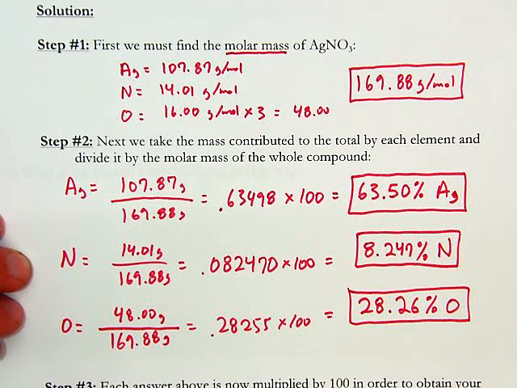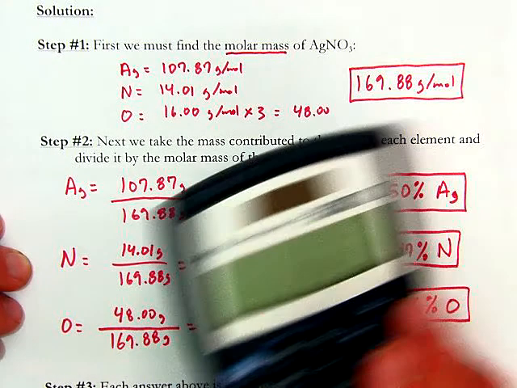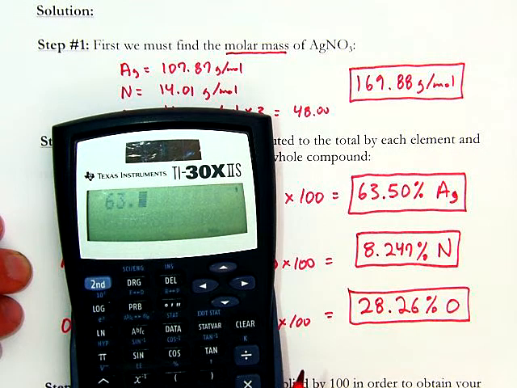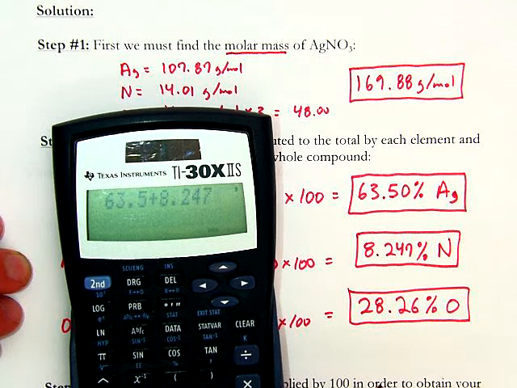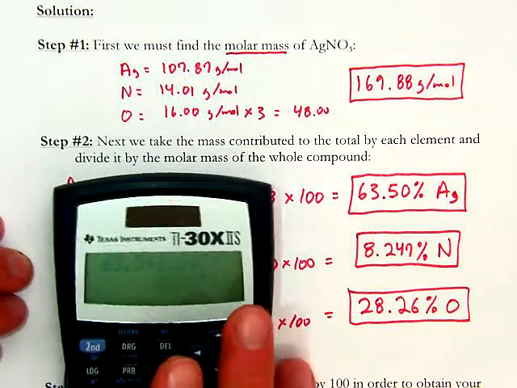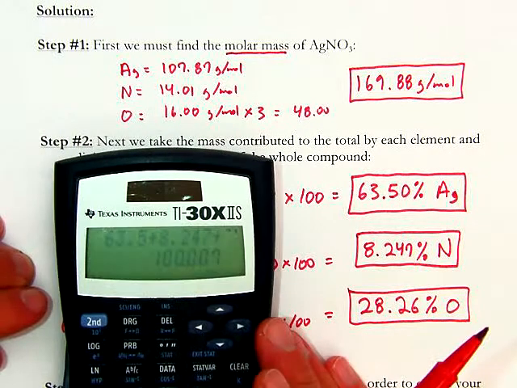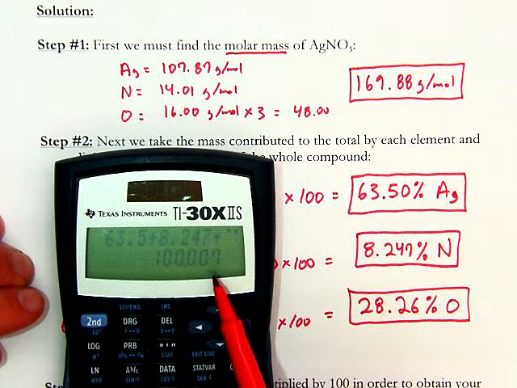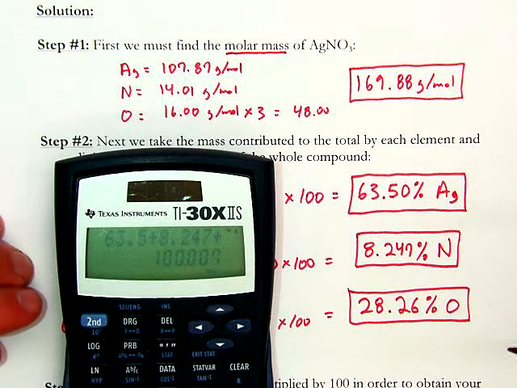Now, if we want to, we could add these together to check our work. So if I did 63.5 plus 8.247 plus 28.26, I get 100.007, so it's very, very close to 100. Obviously, I had to round these numbers at some point.